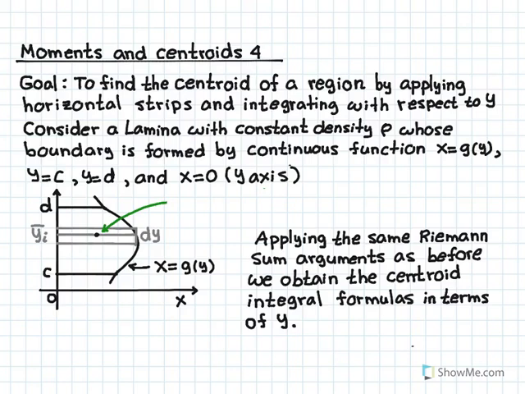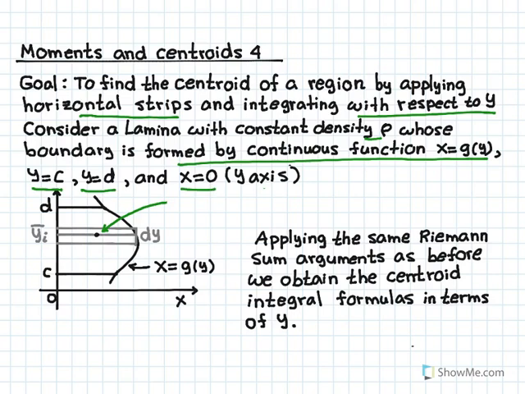In this video, we're going to look at another example of moments and centroids. The goal here is to find the centroid of a region by applying horizontal strips and integrating with respect to y. So the roles of x and y are now reversed. Consider a lamina with constant density rho whose boundary is formed by continuous function x equals g of y, y equals c, y equals d, and x equals 0, the y-axis.